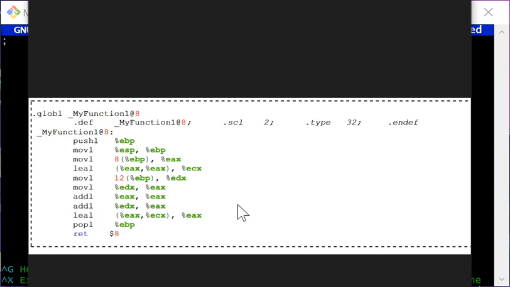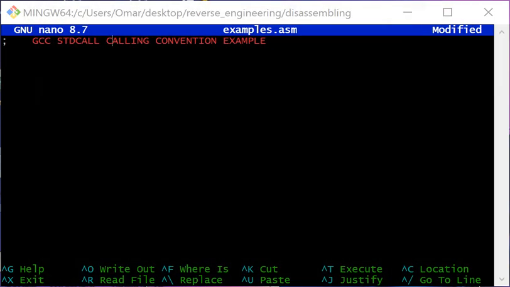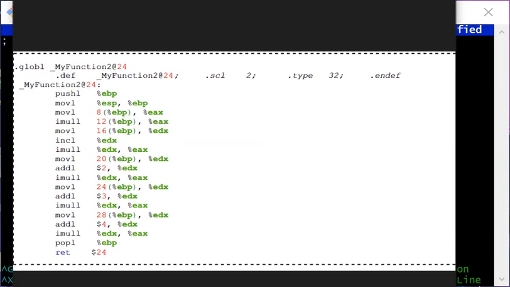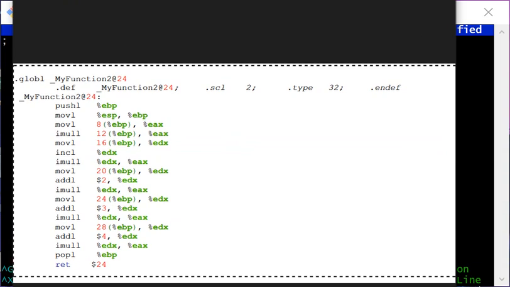Let's look at a bigger example. We can see here that the values at positive 8 and positive 12 from EBP are still x and y respectively. The value at positive 16 is incremented by 1, and the value at positive 20 is incremented by 2, and so on, all the way to the value at positive 28.